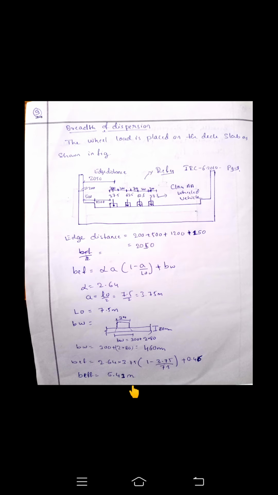Is this clear? B effective is clear here. You can go through it at ease, and see if you have any doubts. Our aim is to find the b effective, meaning the breadth of dispersion. Our main intention is to find the intensity, that is the UDL. How do we calculate the UDL? The total load which is going to act divided by length into depth. So we will get the intensity as UDL.